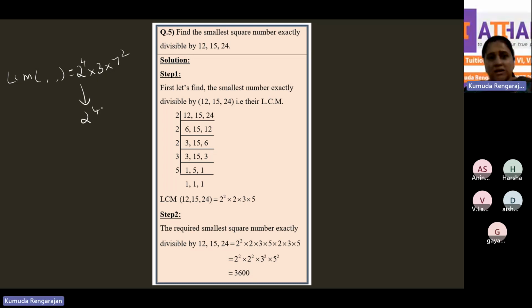So 2 to the power 4: the factor 2 occurs in pairs. 2 to the power 4, even power. It occurs in pairs, 4 twos, 2 twos. So when the power is even, it's fine. 7 square also, the power is even, it's fine. 3 is alone, 3 is odd. So you need to multiply this with another 3.